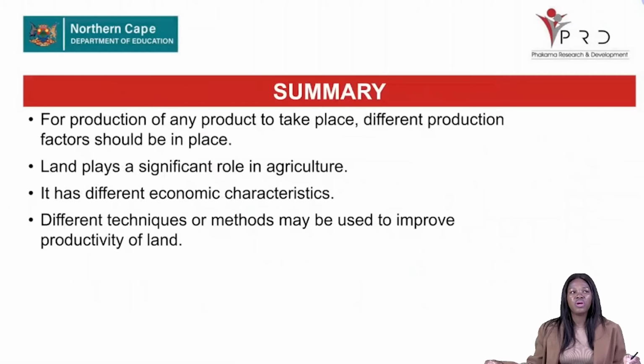And then we also discussed that the production potential of land varies. Meaning not every land has the ability to produce. A soil that is less fertile produces less crops than a soil that is more fertile, right?